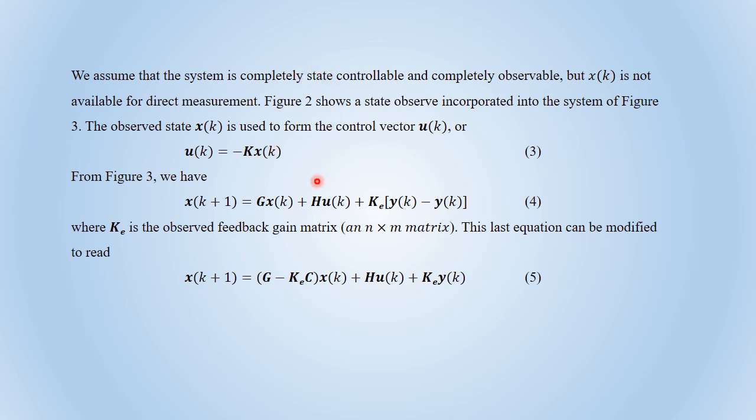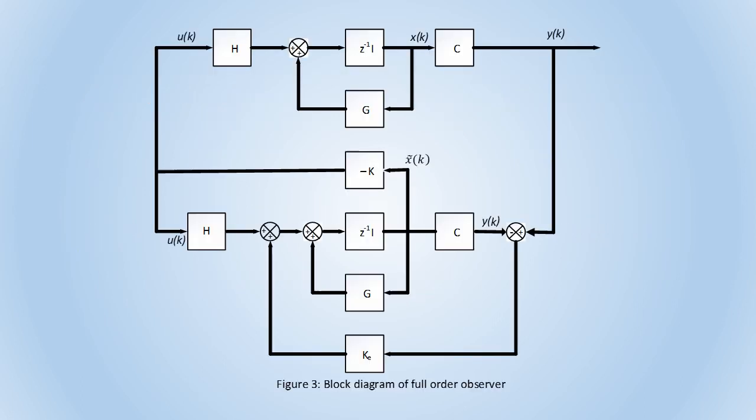Okay, so we'll shortly see figure 2, and what we'll see from that figure is x of k plus 1 is equal to G x of k plus H u of k plus Ke times (y of k minus y of k desired, that is y tilde). We show it here in this case. Basically Ke is nothing but the state feedback gain matrix, which is n by m, and the last equation we can modify as x of k plus 1 is equal to (G minus Ke C) times x of k plus H u of k plus Ke times y of k. This is that particular figure.